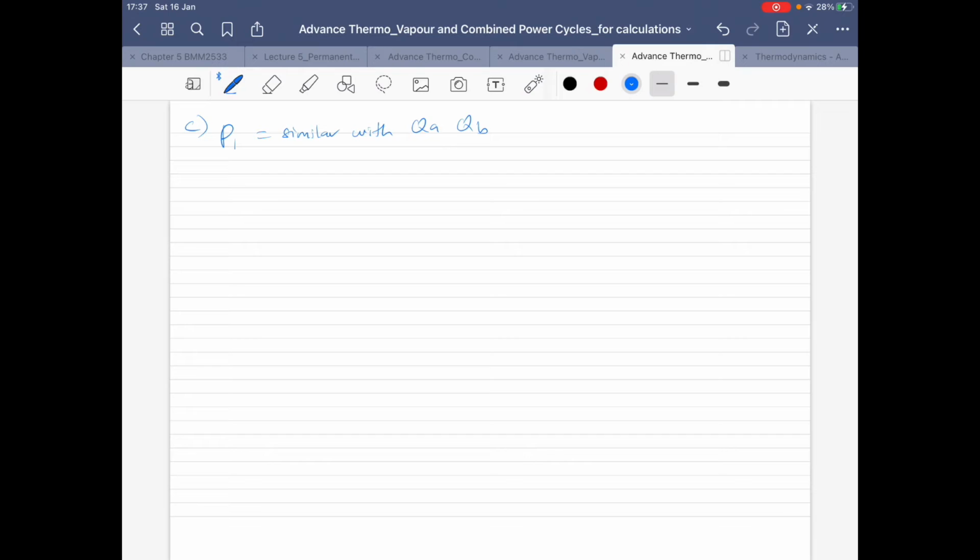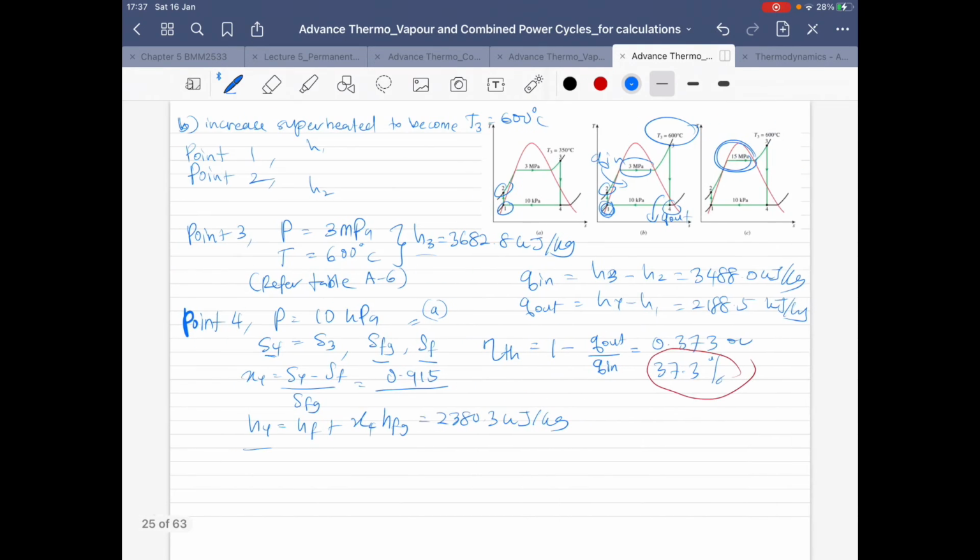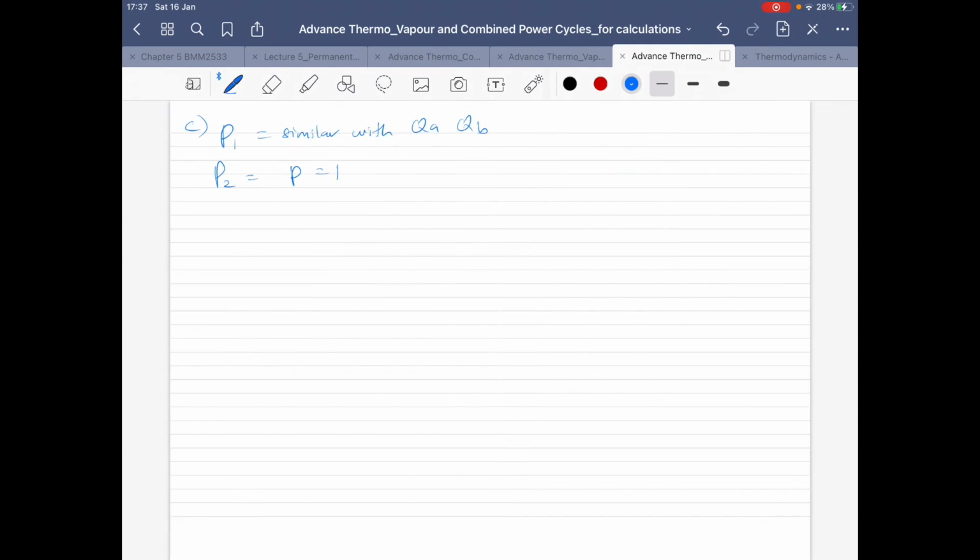So point 2. Point 2 cannot be the same because point 2 has changed. At point 2 the pressure was 3 megapascal before, now it becomes 15 megapascal. Okay, and then S2 equals S1. So when it is 15 megapascal, S2 equals S1, you do exactly the same step. Remember where this step is?